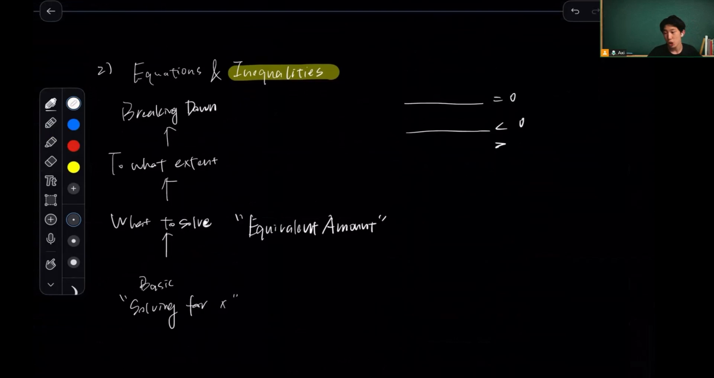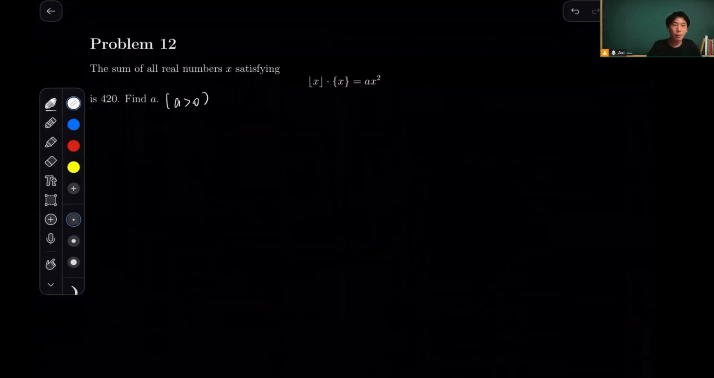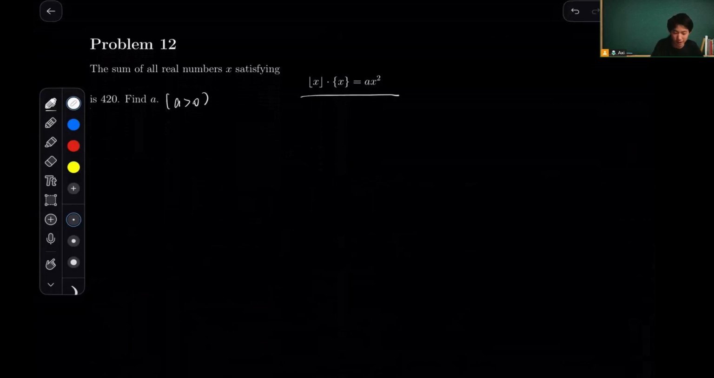And now it is time we actually tackle difficult problems that comprehend everything and require your ability to break down the equation carefully through observation, through analysis, and through using what we learned. So the problem statement doesn't really look that intimidating. It's just a very mild looking equation, right? But let me first explain what this means.